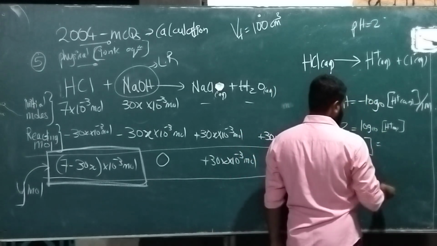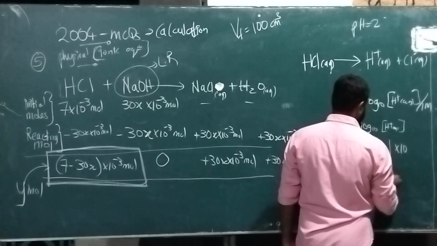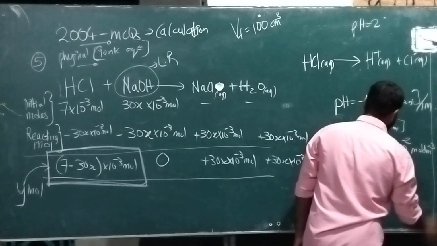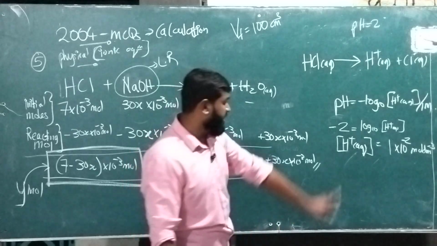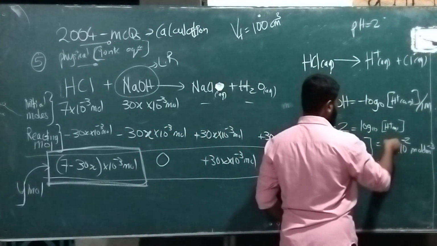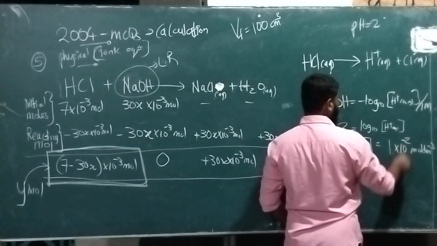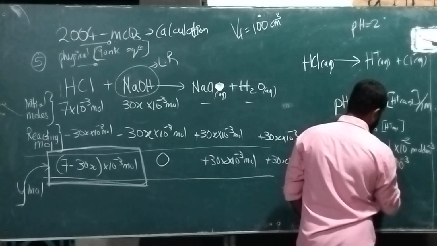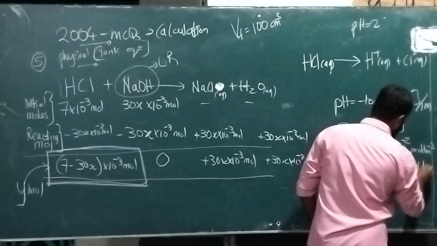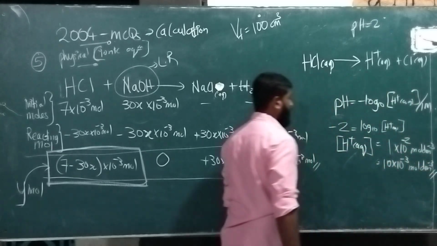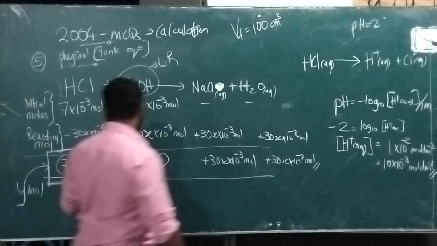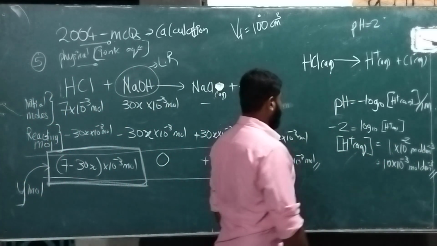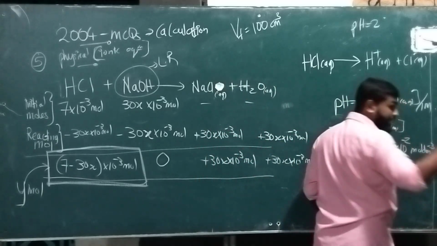So you can write this in terms of 1 into 10 to the power minus 2 mole decimeter minus 3, which is equal to, if you bring another 0 here and move the decimal point over here, 10 into 10 to the power minus 3 mole decimeter minus 3. You can write it in this way. Why did I take this? Because I have here 10 to the power minus 3. That's the main reason I took this one. Okay, now see here. See the twist.